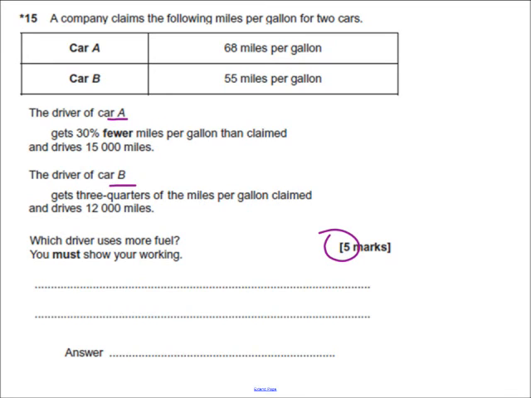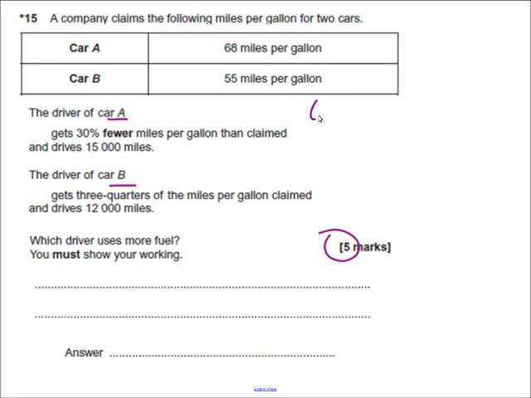And you can do this question in one of two ways. You can work out the amount of petrol they've used and then adjust it by the percentage or the 3/4, or you can adjust the miles per gallon by the percent and the 3/4 and then divide that into the number of miles they have covered. And I'll use the second method. So let me show you for car A.